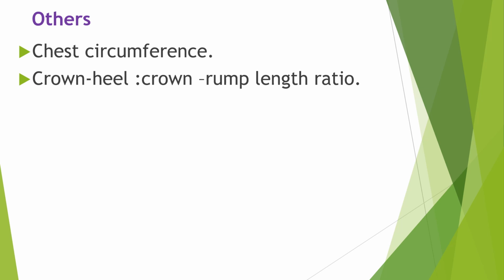The other components of anthropometric measurements are chest circumference, and crown-heel and crown-rump length. Chest circumference is measured at the level of the nipples anteriorly and the inferior angles of the scapula posteriorly, and at around 8 months of age, the ratio of head to chest circumference is 1 to 1.